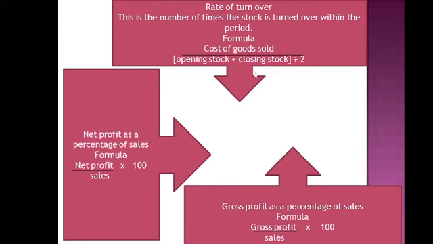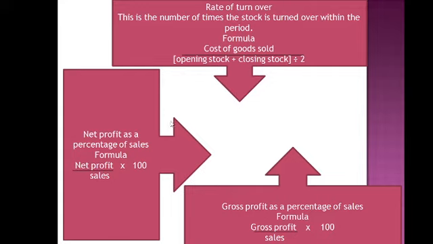Now the next one is the rate of turnover. Turnover, that is buying, selling, do you understand? This is the number of times the stock is turned over within the period. The number of times you purchased and sold, that's exactly what it is trying to explain. The formula for this is cost of goods sold over opening stock plus closing stock divided by 2. Remember, the opening stock and the closing stock is in bracket. That is to say you have to do them first before you divide by 2. Is that clear?